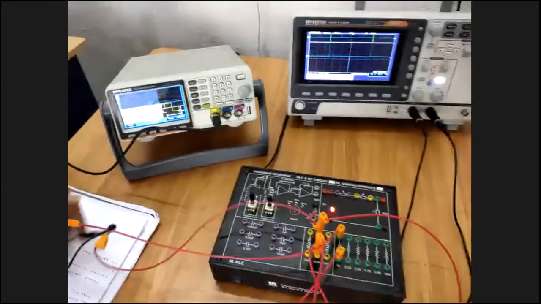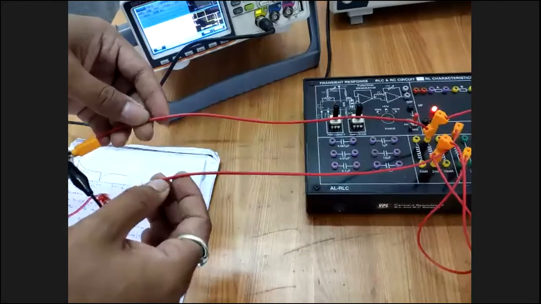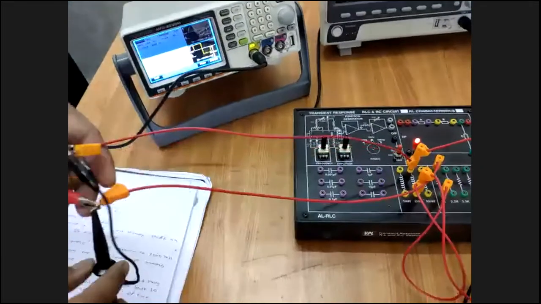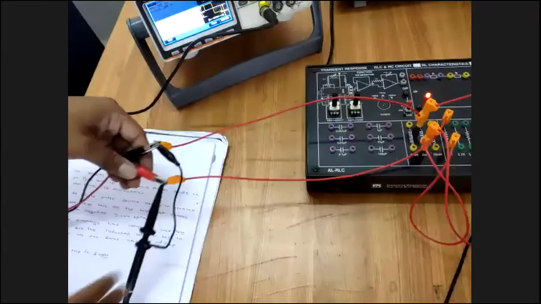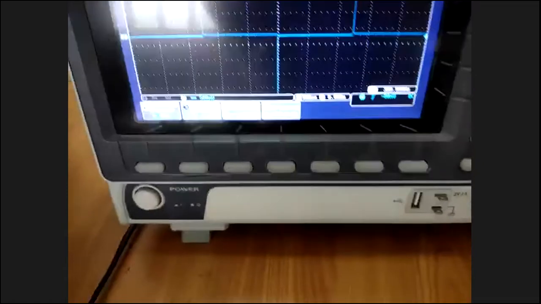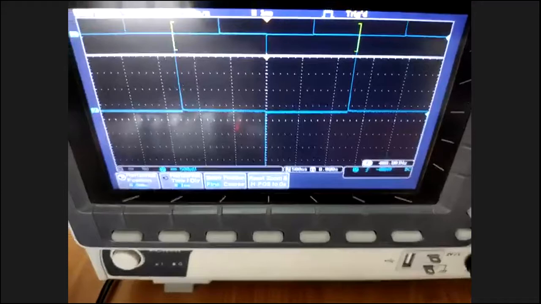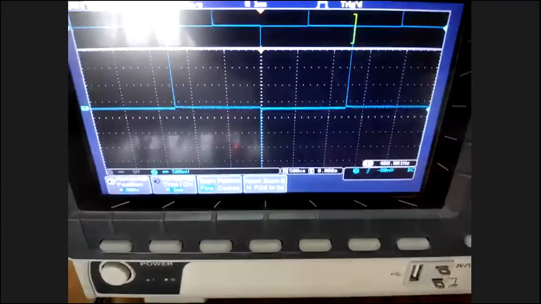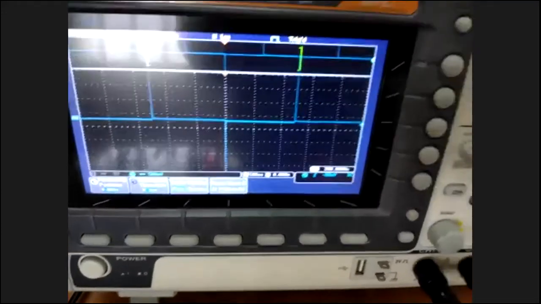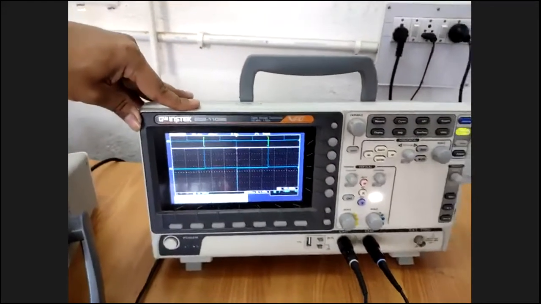This is the cord of the function generator, and it is the input terminal of the circuit. In the input, we connect the function generator, and in the output, you can clearly see this is the DSO. What is the full form of DSO? Digital storage oscilloscope. So in the output of the RL circuit, we connect a DSO so that we can see the output signal and find out the transient response of the RL circuit.